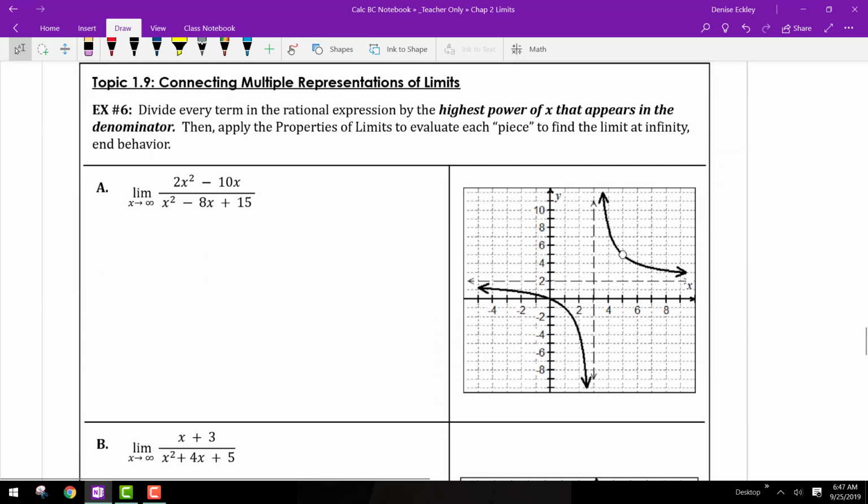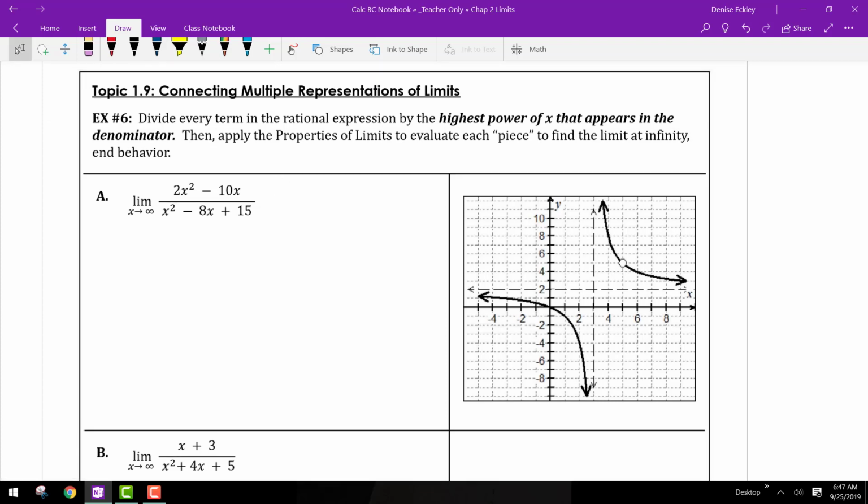Okay, so we are going to see on the test that you might see limits in terms of an expression or a graph, and sometimes a table once in a while. What we're supposed to do in this example is divide every term in a rational expression by the highest power of x that appears, and then apply the properties of limits to evaluate each piece. For letter A, this question is asking us to divide by x squared, the highest power, in the denominator.